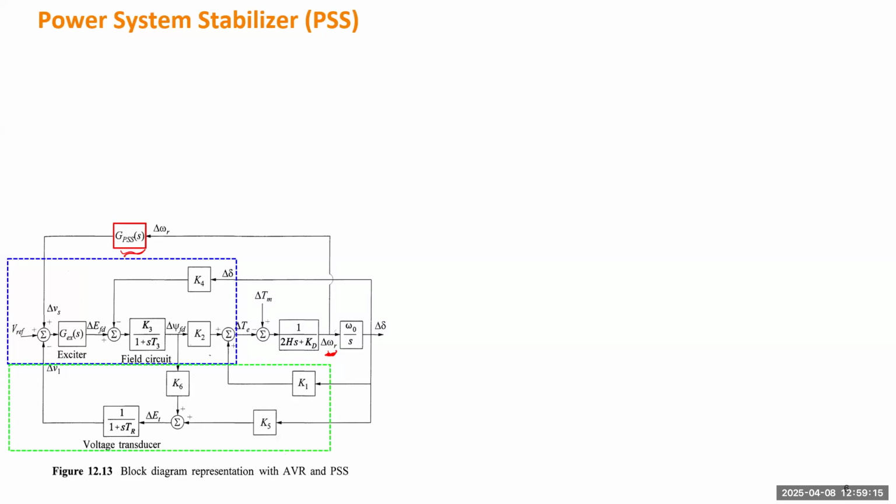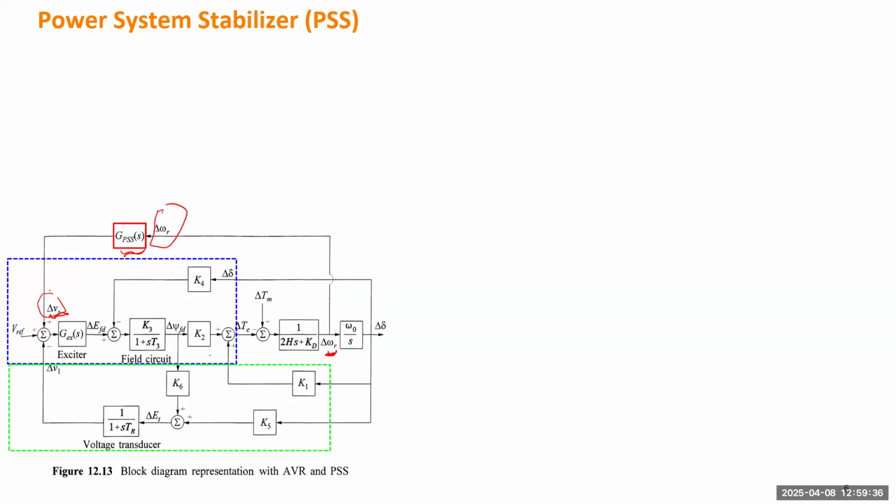And it will introduce another signal to the exciter. This signal has the meaning of a voltage. It's like a voltage signal because it's going to be added to the reference or added to the feedback signal. But the input is a frequency deviation.